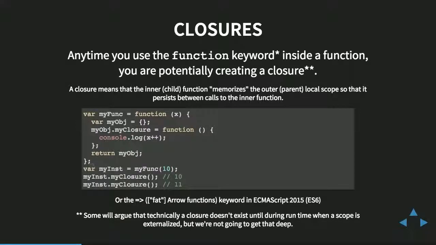If I said later, my instance 2 equals my function of 100, my instance 2 of my closure would output 100. Next time I call it, it goes to 101. And they're two separate instances with two separate parents. That's closure.